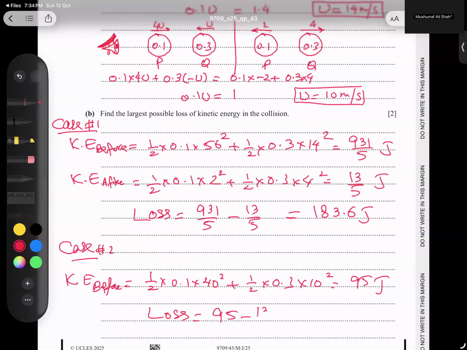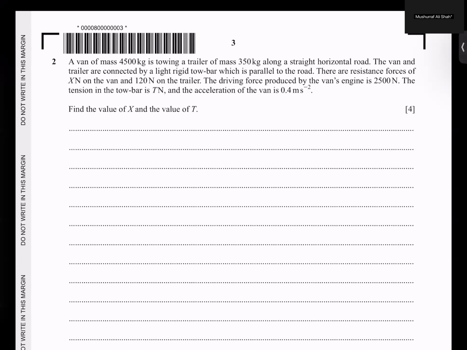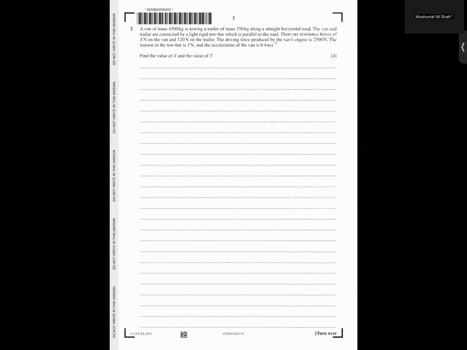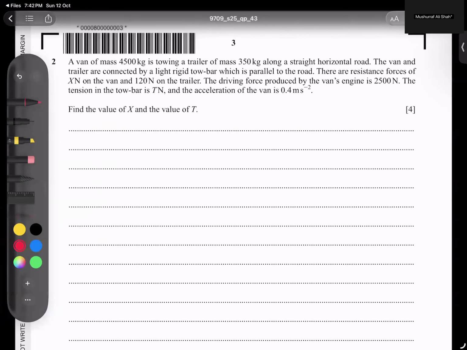Question number 2. We have a van of mass 4,500 kilogram towing, you can see here, a trailer of mass 350. Okay, so two masses, we know it well. And write the data every time, because data is very important. A small mistake can lead to a problem. The van and trailer are connected by a light tow bar parallel to the road. The friction acting on the van is X and on the trailer is 120.